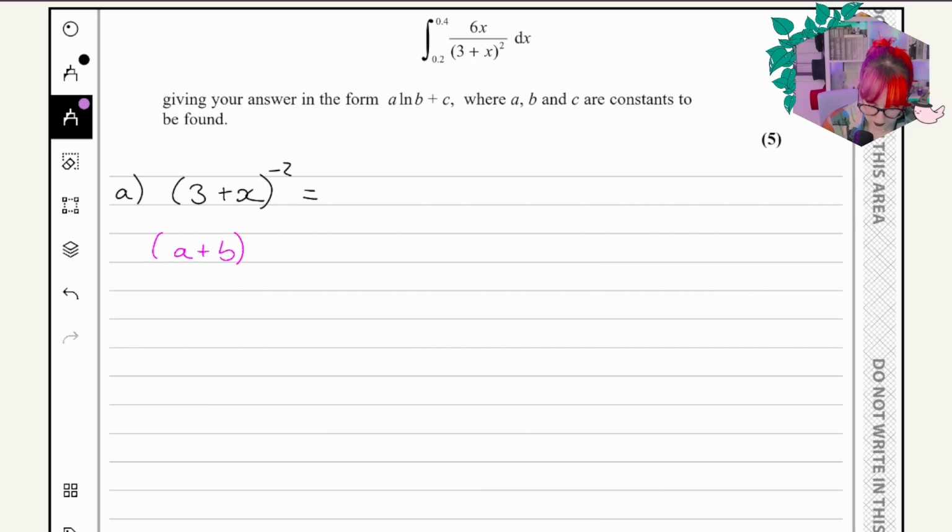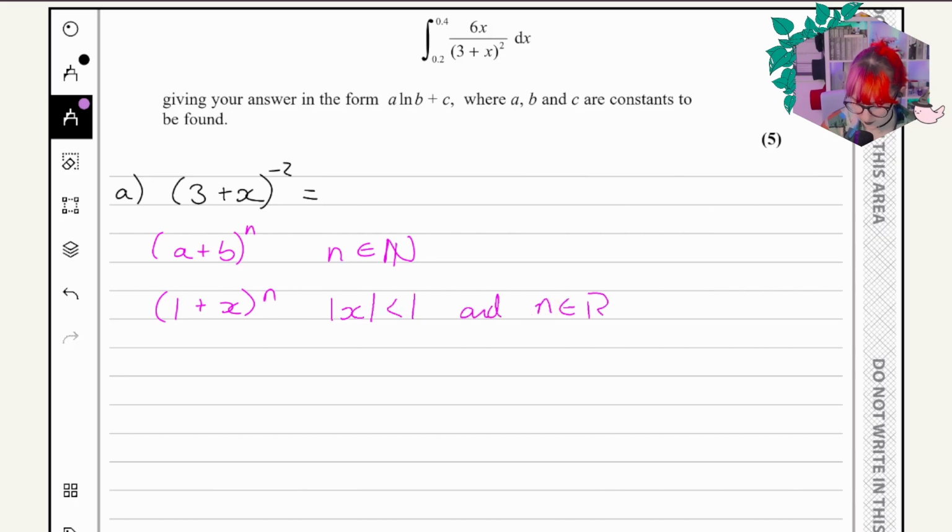So you get (a + b)^n, but you can only use this for n in the natural numbers. The natural numbers being positive integers, specifically the positive integers: 1, 2, 3, 4, and so on and so forth. But you can also use (1 + x)^n, where the modulus of x is less than 1, and n is in the reals.